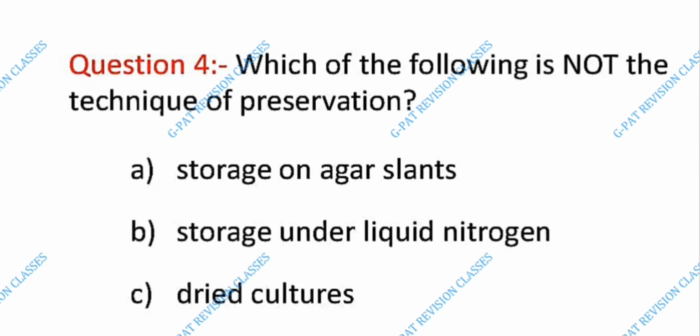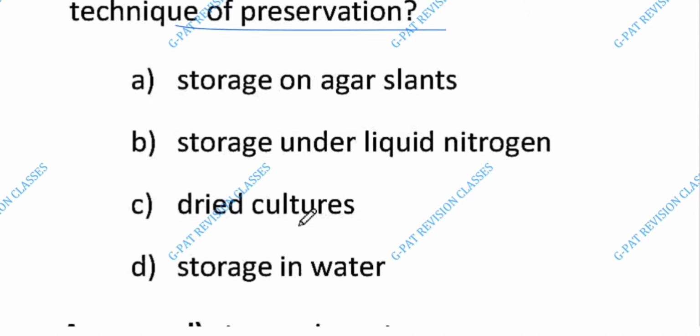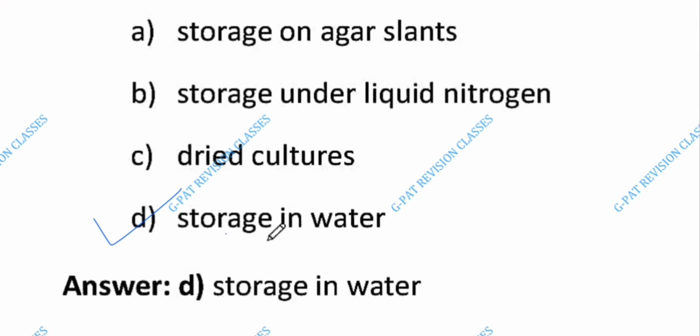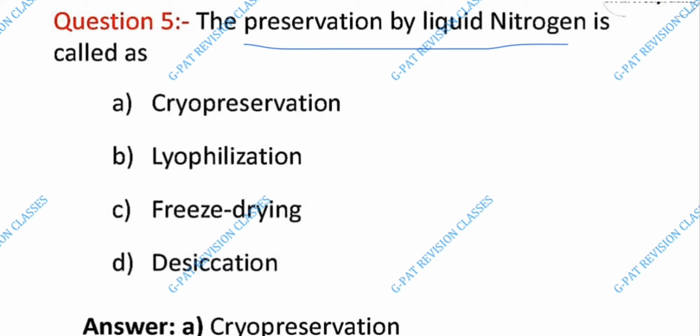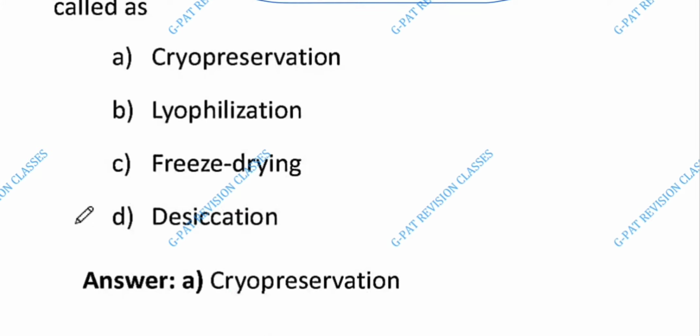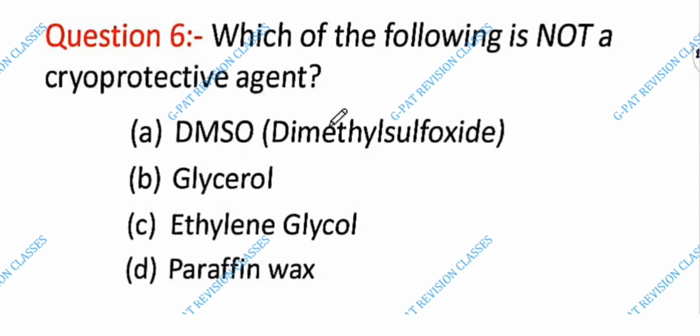Next is fourth question number. Which of the following is not the technique of preservation? The answer is D. The storing water. Next is five question number. The preservation by liquid nitrogen is called cryopreservation. The answer is A. Cryopreservation.